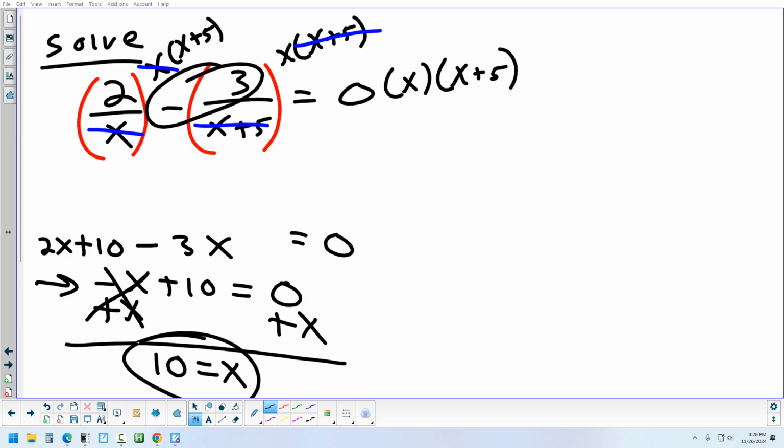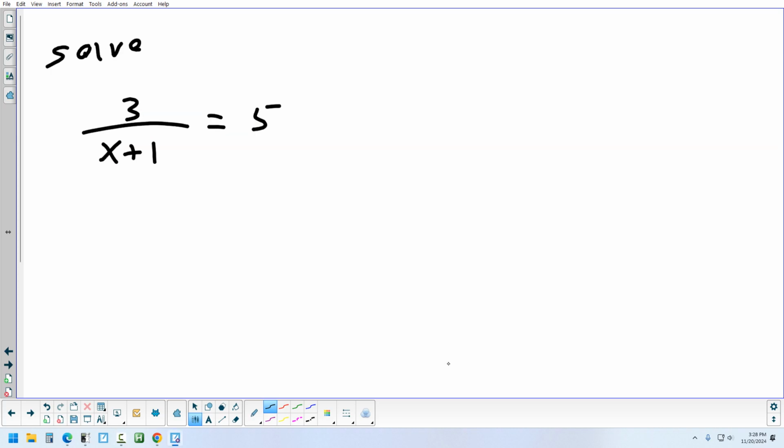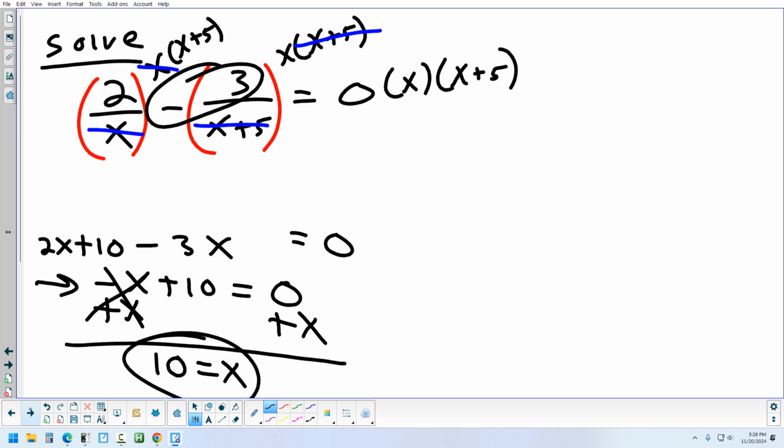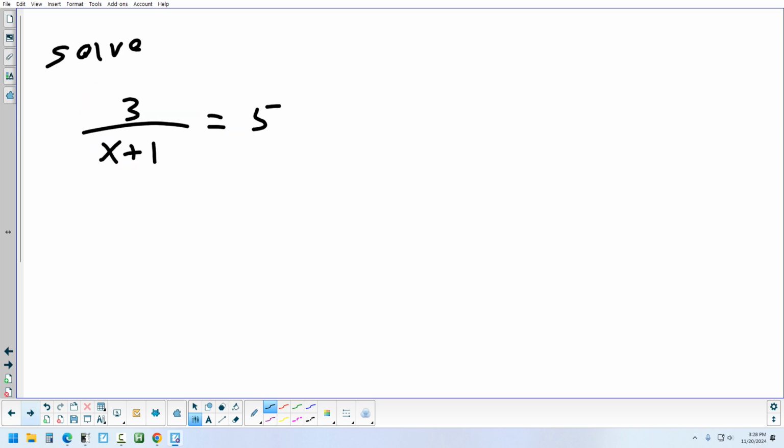All right, so now we've gone to a problem where we had 3 denominators that are not 1. Then we had 2 denominators, and now we're down to just 1 denominator. So in this case, what would you multiply each side by? X plus 1.